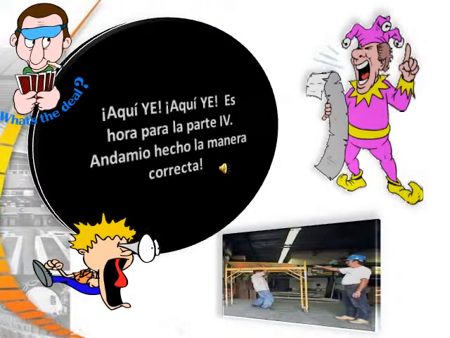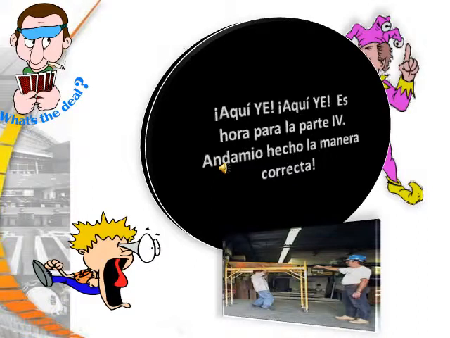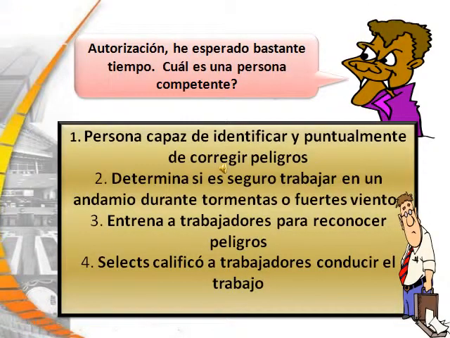It's time for part 4, scaffolding done the correct way. What is the definition of a competent person? A competent person is a person capable of identifying and promptly correcting hazards. They determine if it's safe to work on the scaffold during storms or high winds. They train workers to recognize hazards. And they select qualified workers to conduct the work.